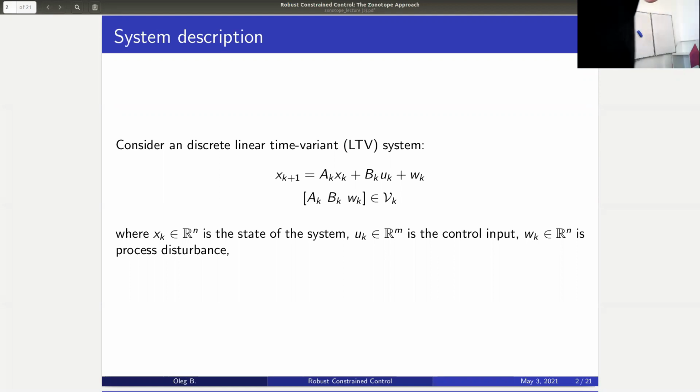Here in the system, there are several moments that differ from the conventional way. A and B are sets, and the additional disturbance is a set too. It happens when you don't know your parameters precisely. For example, you don't know the external disturbance, but you know that it's bounded, and the parameters of your system too, you don't know, but you know some limits.